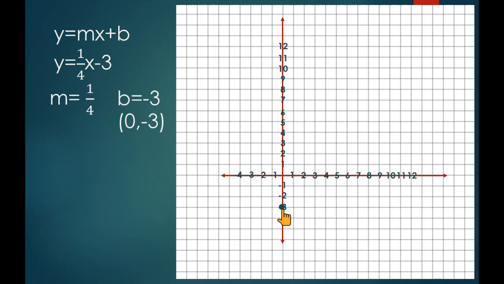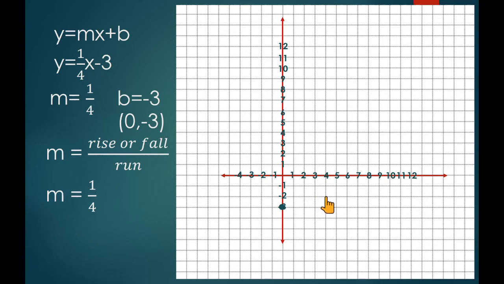Then, pagka-plot natin ang intercept, let's do the rise or fall over run. Since positive ito, edi rise over run. 1 unit upward, then 4 units to the right. Then 1 unit upward again, and 4 units to the right. Let's plot the point. And let's connect these points. That is the graph of the equation y equals 1/4 x minus 3.